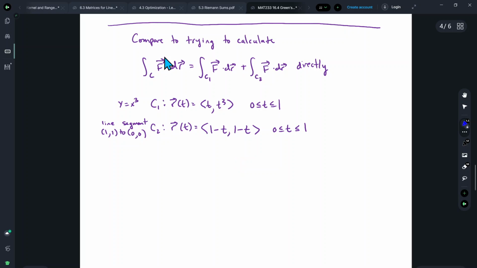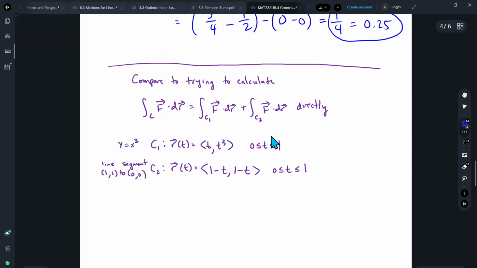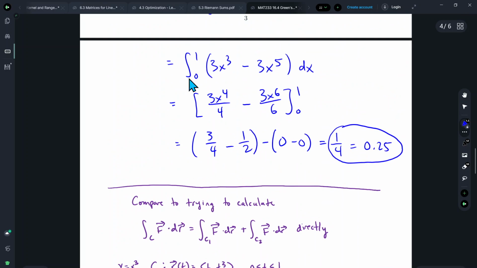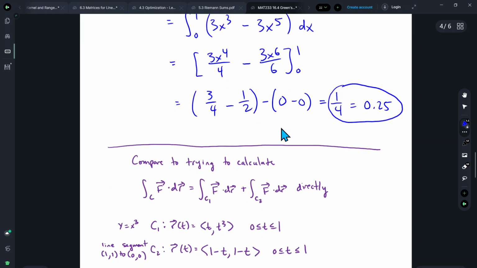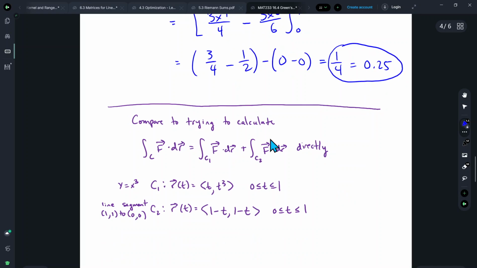However, this calculation is not too difficult, but it is somewhat tedious to set everything up. And so in this problem, applying Green's theorem allows us to save a bit of time. Okay, so that's example 1.